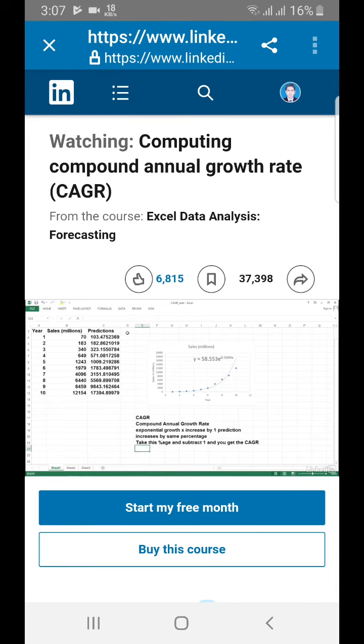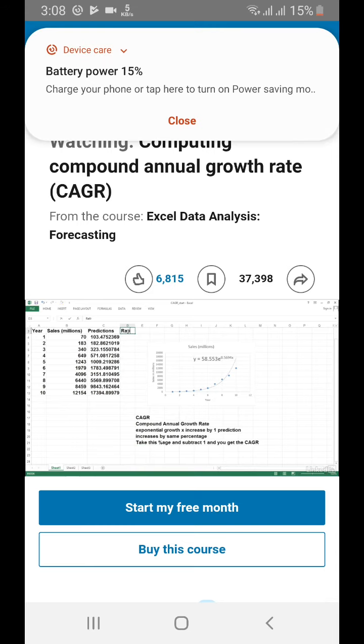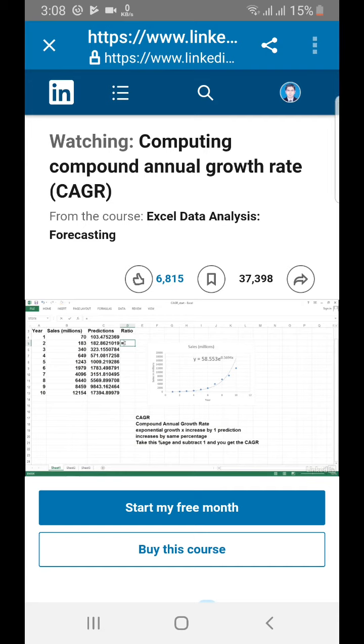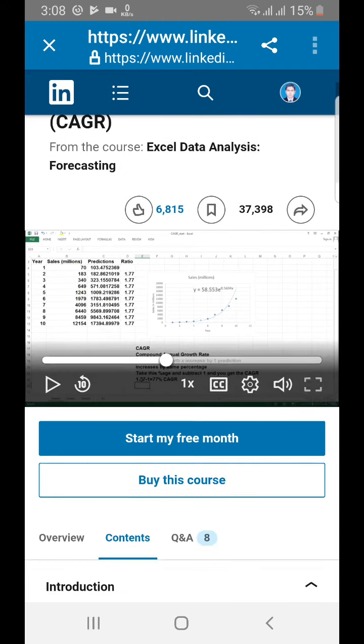Okay, so this is really simple. So we take the ratio of the predictions. So we start in the second year and we take the ratio of the prediction for the second year to the prediction for the first year. Second year prediction divided by first year prediction, copy that down. And they're all the same because that's the property of exponential growth. When x goes up by 1, the forecast from the equation will go up by the same percentage. So subtract 1. Your CAGR for Cisco in the 1990s is 77%.